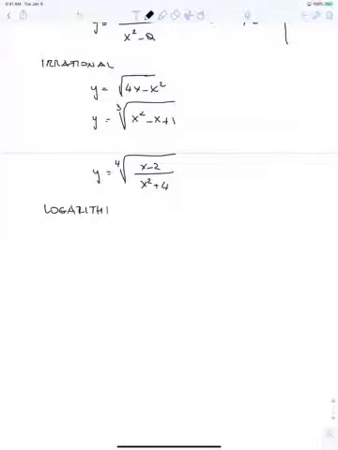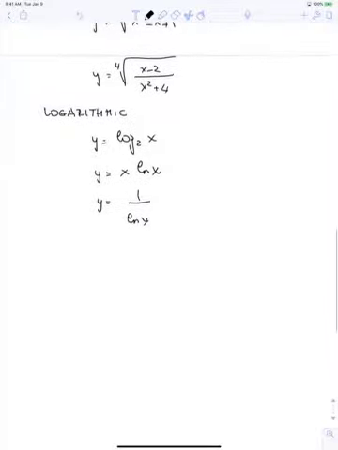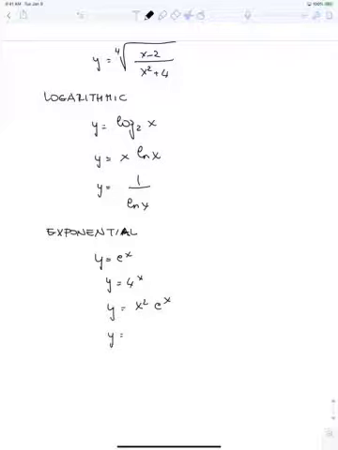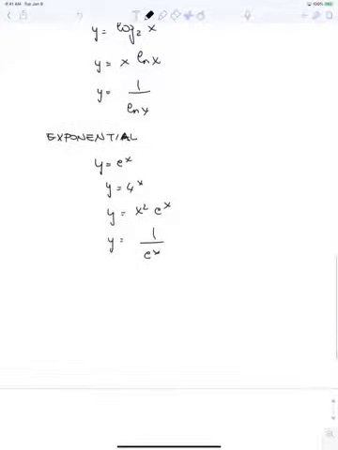Then we have logarithmic functions. Functions in the form y equal log base 2 of x, y equal x times log of x, y equal 1 divided by log of x. All these functions are logarithmic because there's a logarithm in it. Exponential functions, so functions with an exponential expression: y equal e power x, y equal 4 power x, y equal x squared times e power x, 1 divided by e power x, and so on and so forth.